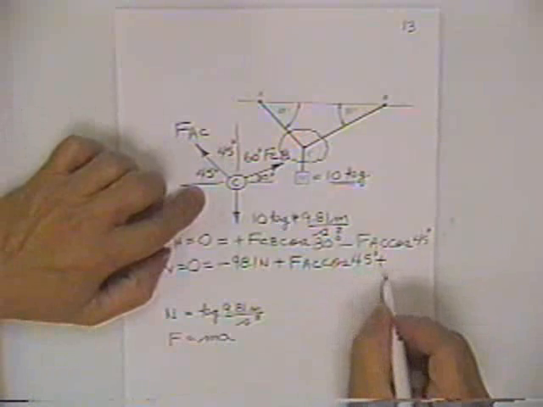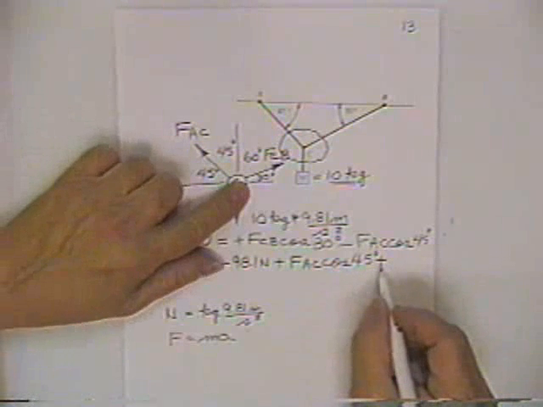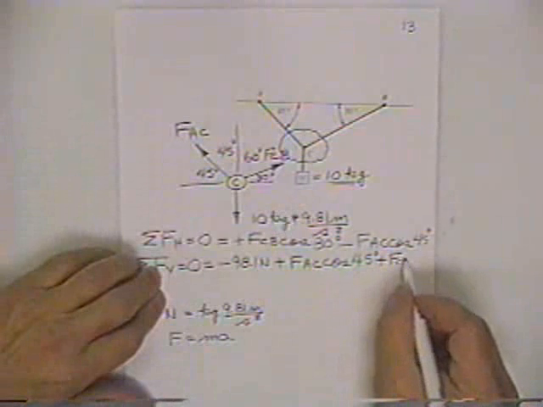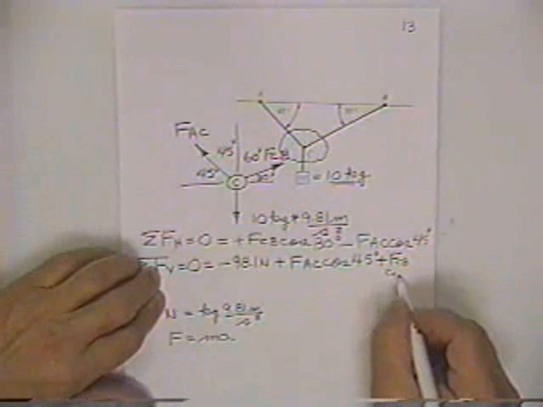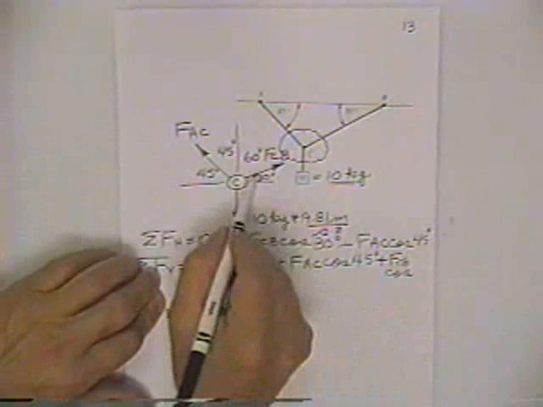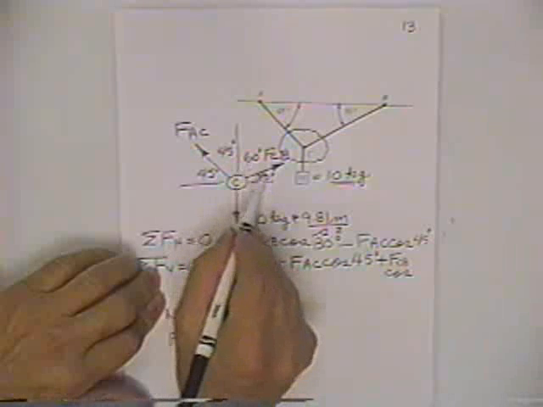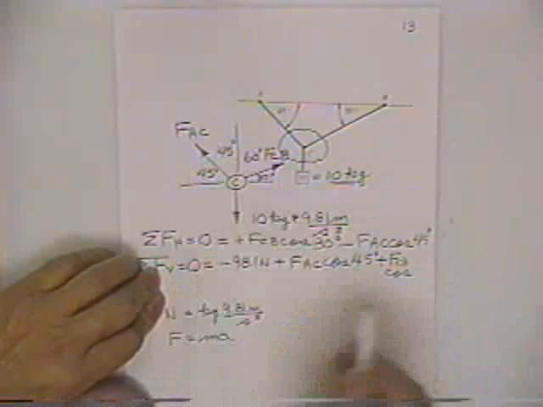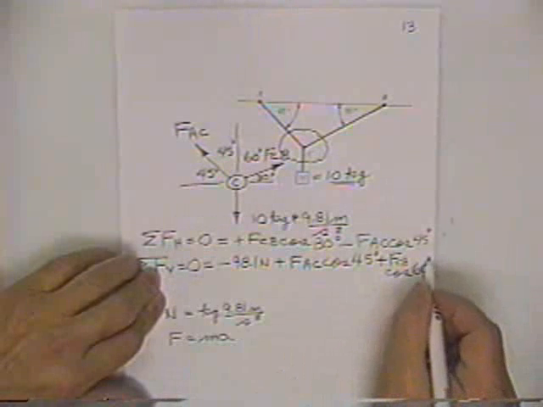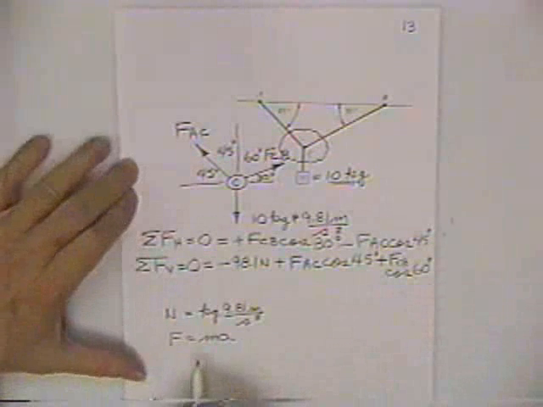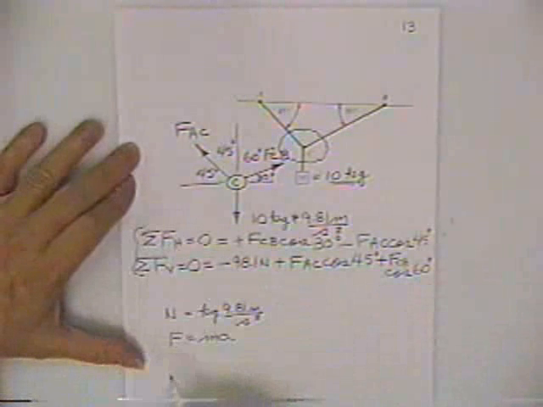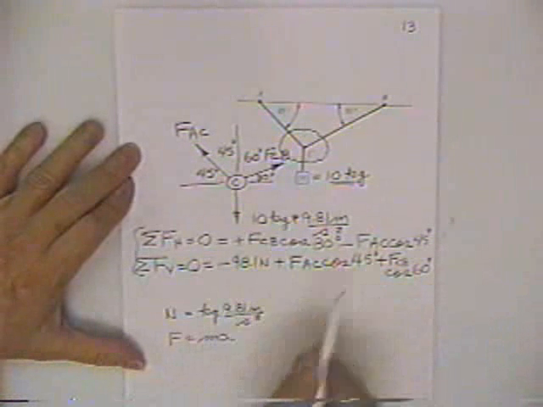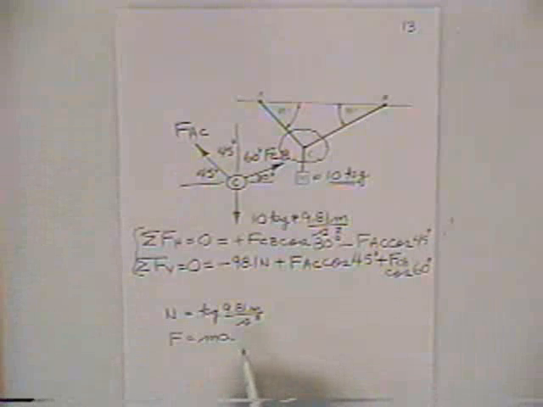And then also pointing up, and therefore called a plus, is FCB, multiplied times the cosine of 60 degrees, the angle between the force and the axis direction under consideration. And then all you do is you punch it in the calculator and you solve those two numbers to tell you the answer for the force in CB and the force in AC.